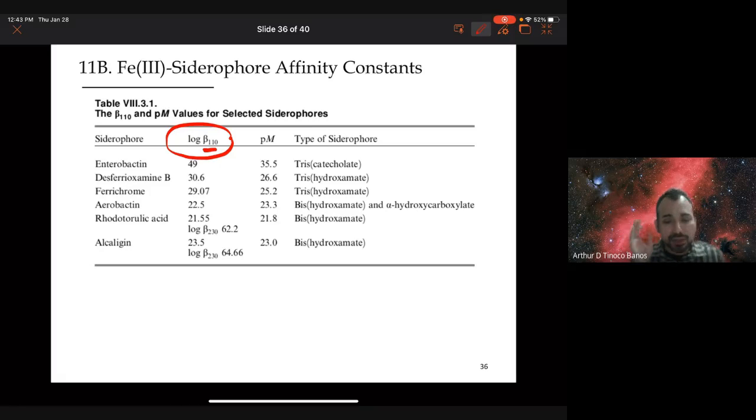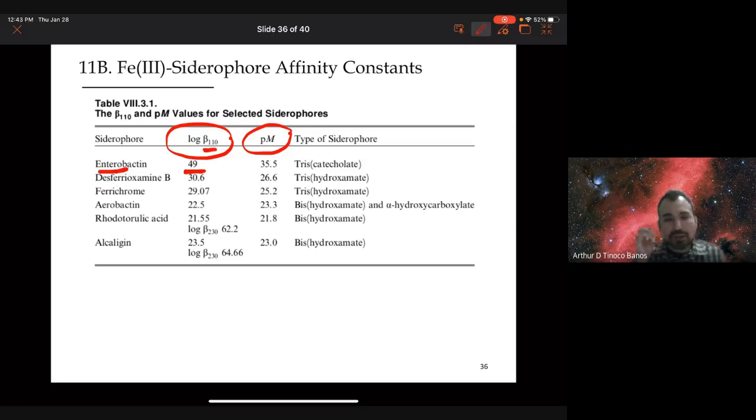The higher that binding constant is, the stronger the interaction is. So the enterobactin has an extremely high affinity constant for iron. So you have a log beta of 49. But there's another parameter here, parameter pM.